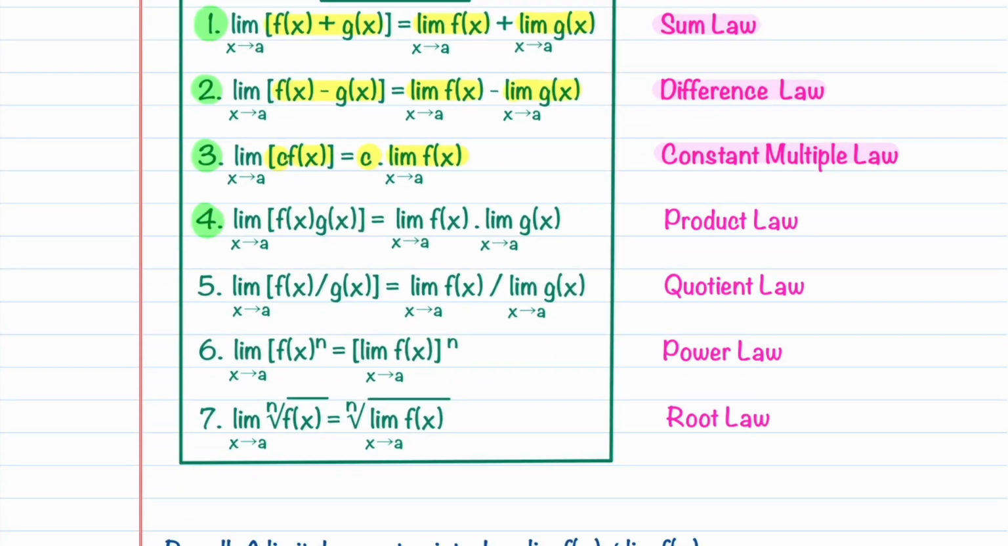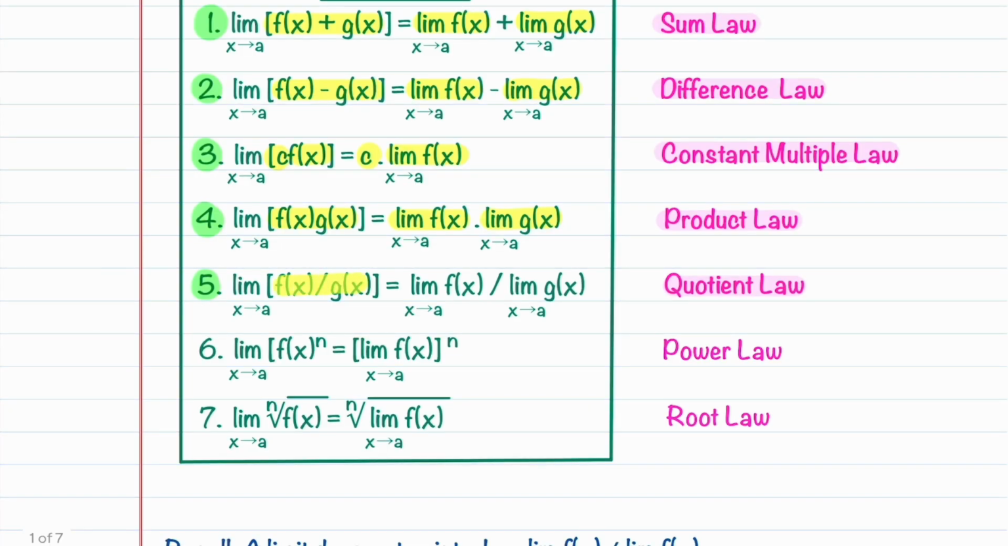Our fourth law is called the product law, and it tells us that the limit of a product is just the product of the limits. Our fifth law is really similar to our fourth law, and it's called the quotient law, and it tells us that the limit of a quotient is just the quotient of the limits. We have two laws left, and they're related.